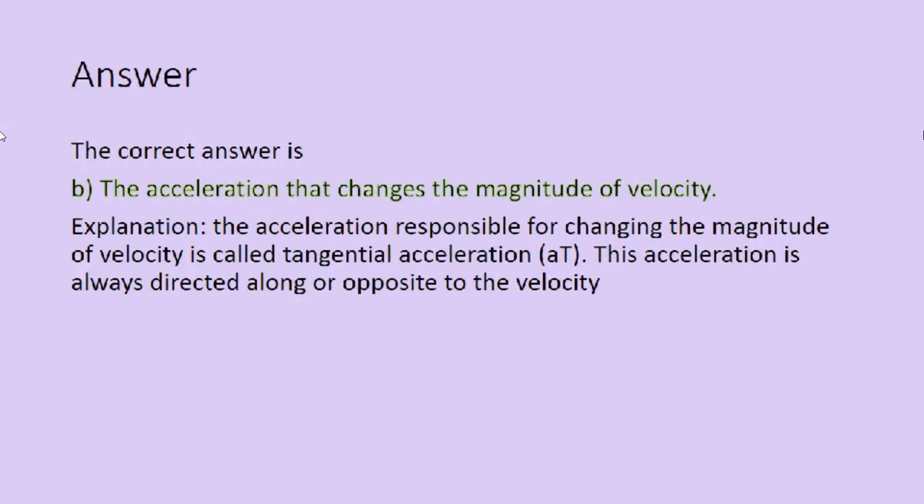The correct answer is option B. The acceleration that changes the magnitude of velocity. Explanation. The acceleration responsible for changing the magnitude of velocity is called the tangential acceleration. So, this acceleration is always directed along or opposite to the velocity.